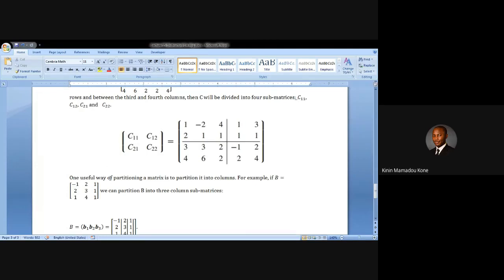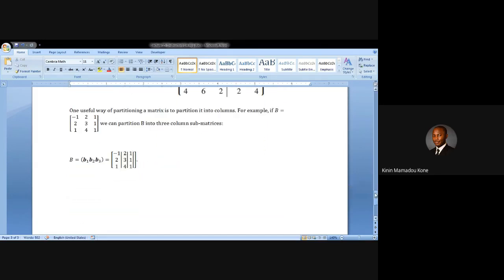So one useful way of partitioning a matrix is to partition it into columns. So for example, B equals this matrix over here, negative 1, 2, 1, 2, 3, 4, 1, 1, 1. You can partition B into 3 column submatrices. So you have B equals B1, B2, B3. You have this matrix over here. Okay. So any questions related to that?